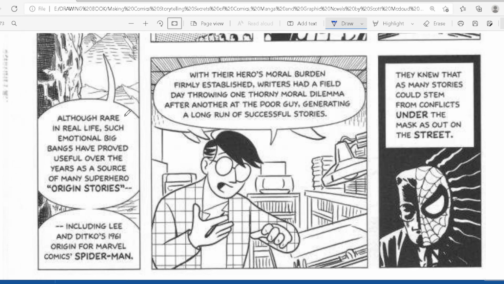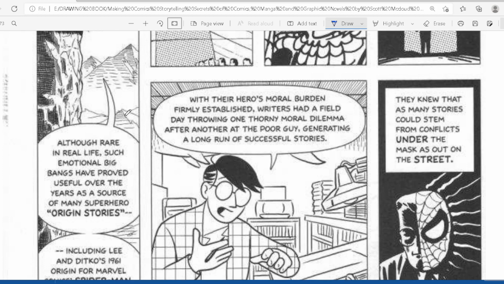With their hero's moral burden firmly established, writers had a field day throwing one thorny moral dilemma after another at the poor guy, generating a long run of successful stories. They knew that as many stories could stem from conflict under the mask as out on the street.